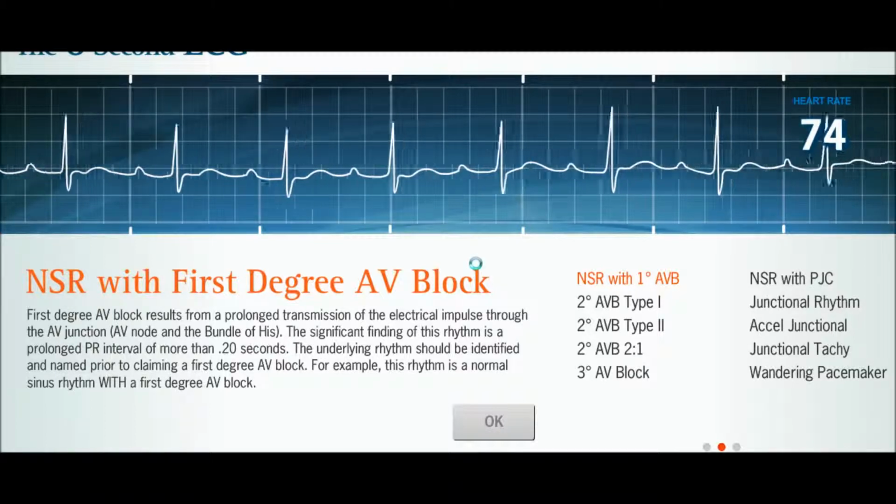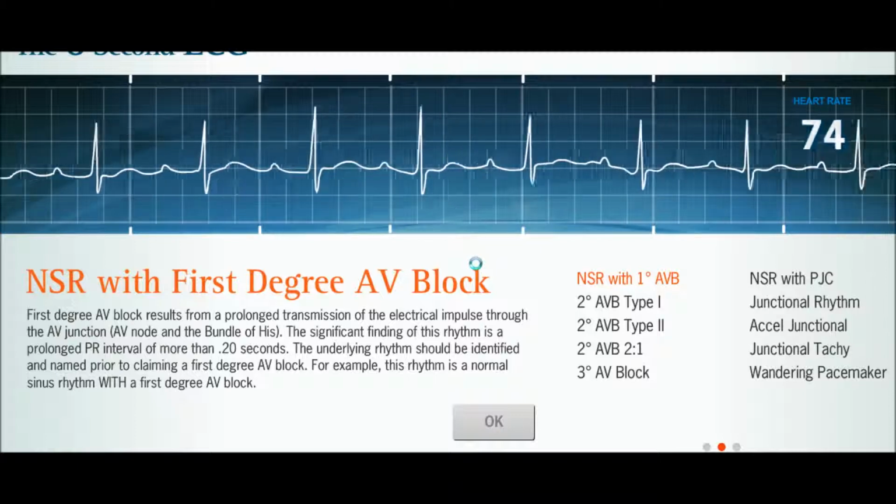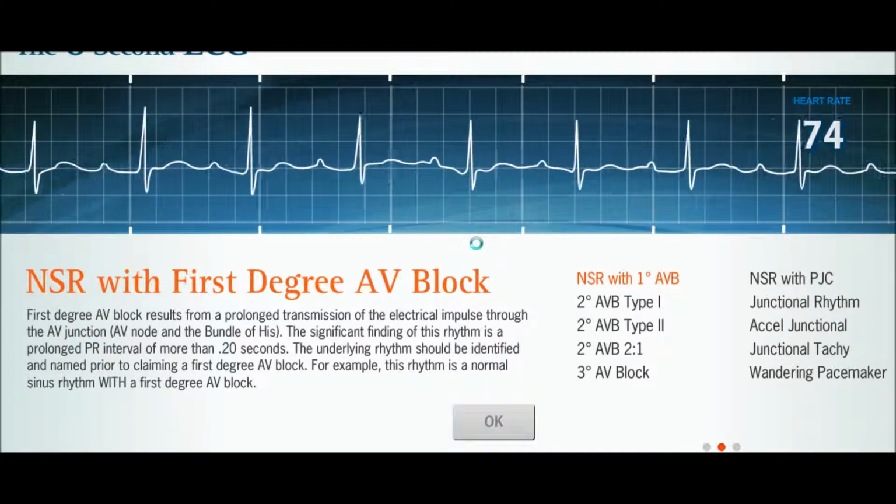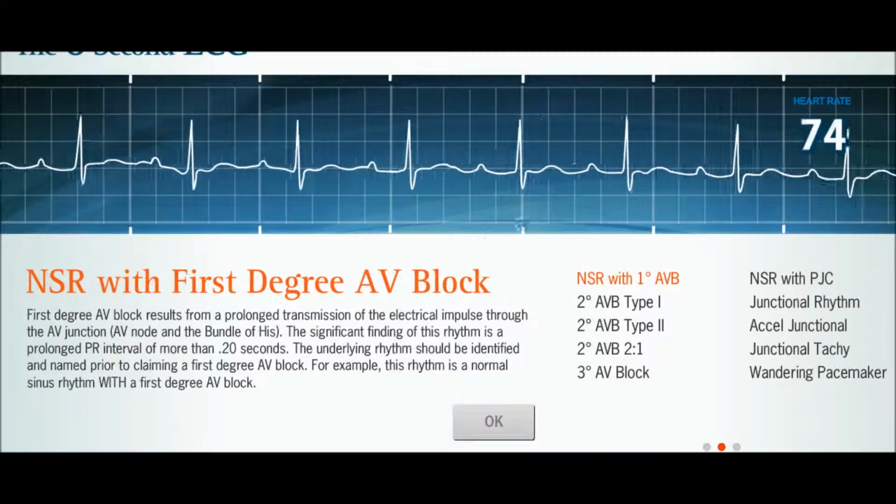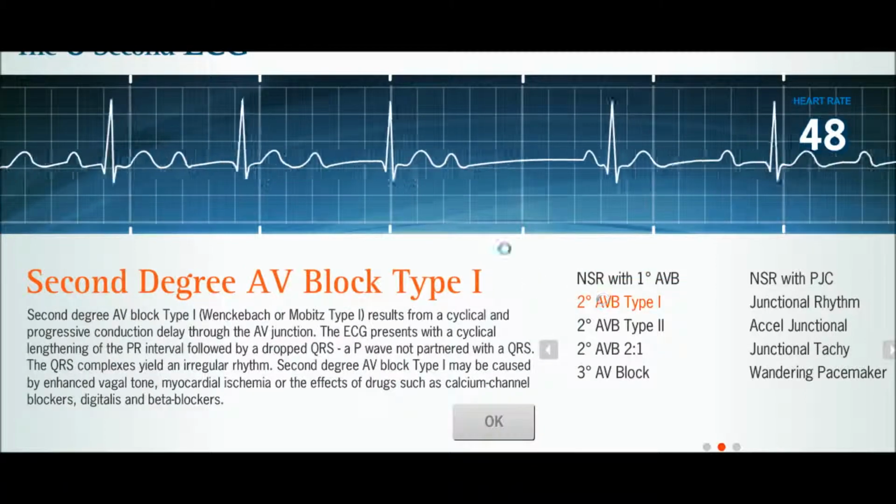So that's what it looks like. It can be pretty benign. You won't catch it if you don't look for it. So be sure to look at that one. Now we're going to move into this rhythm.